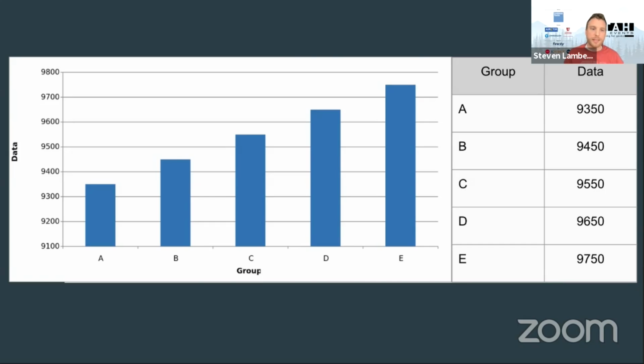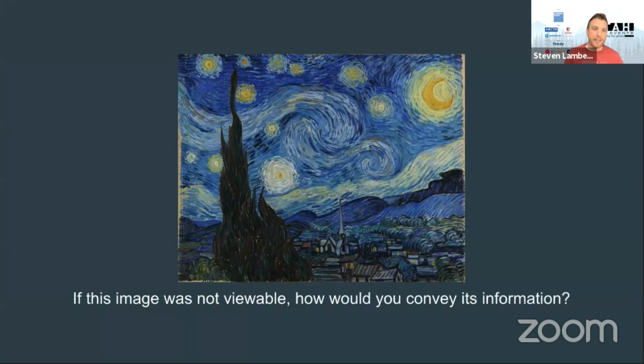For a more complex example, we can look at some image like this. So if you couldn't see this image, how would you describe or convey its meaning?